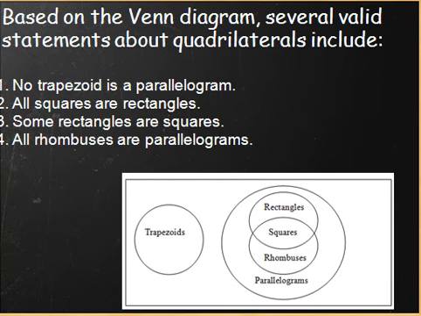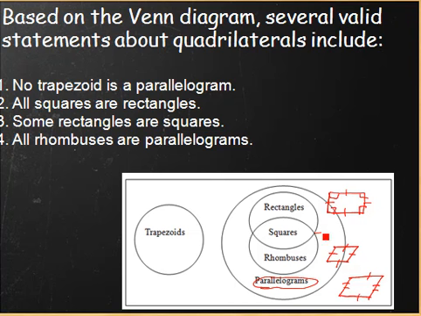We can do the same thing for quadrilaterals. We know that parallelograms have opposite sides being parallel and congruent. Some parallelograms are rhombuses, and rhombuses have opposite sides being parallel and 4 equal sides. Some parallelograms are rectangles. Rectangles are parallelograms that have opposite sides being parallel and congruent and 4 90-degree angles. And some parallelograms are squares that have 4 congruent sides and 4 90-degree angles.